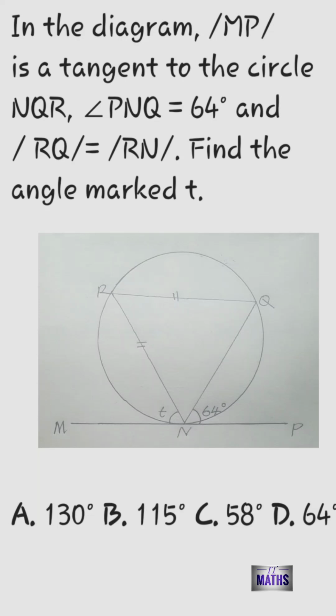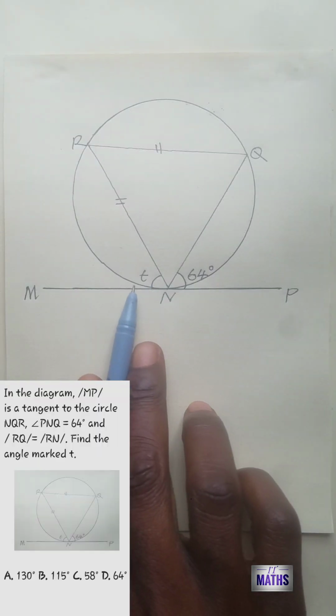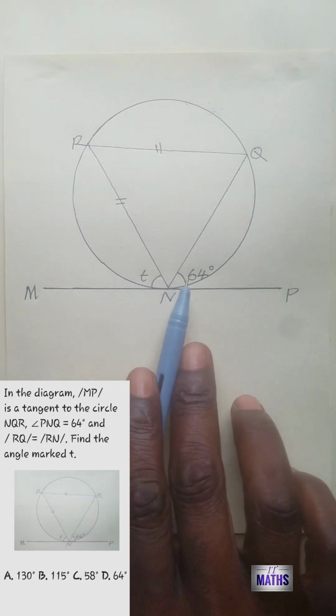In the diagram, line MP is the tangent to the circle NQR. Angle PNQ is equal to 64 degrees and line RQ is equal to line RN. Find the angle marked T. Find this angle. Now, this is given.